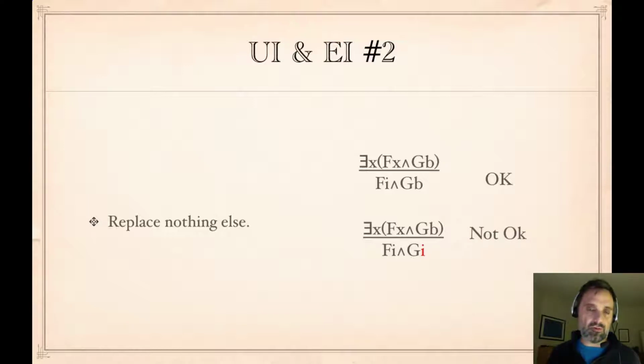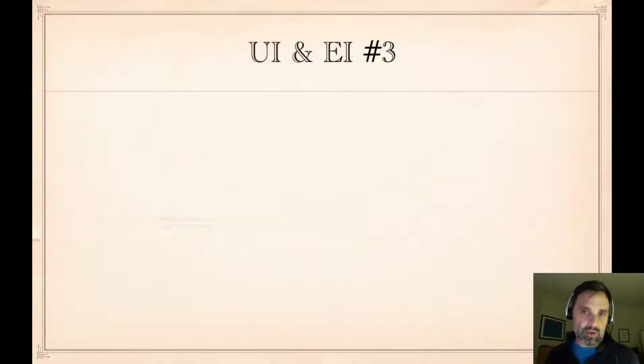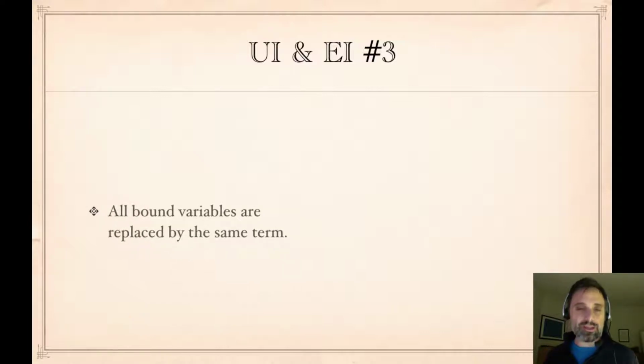We don't want to infer from the premise to the conclusion, because the premise can be true without the conclusion being true. The premise can be true if there are no green frogs, but the conclusion is true only if there is a green frog. So, not okay. The last restriction is that all the bound variables are replaced by the same term.